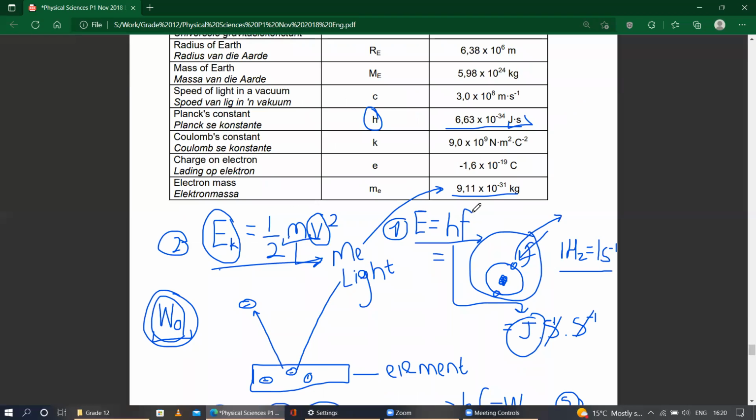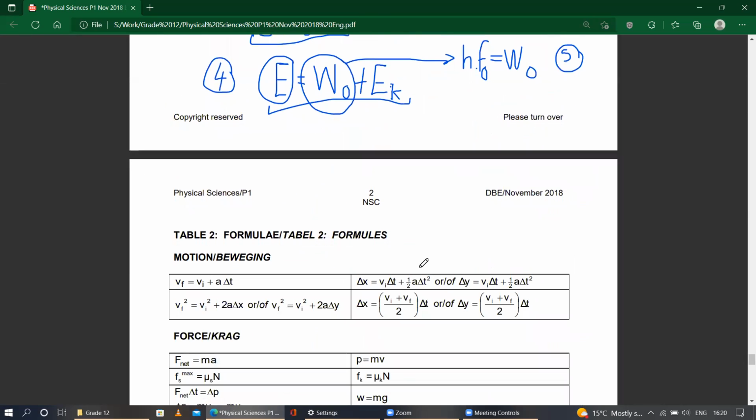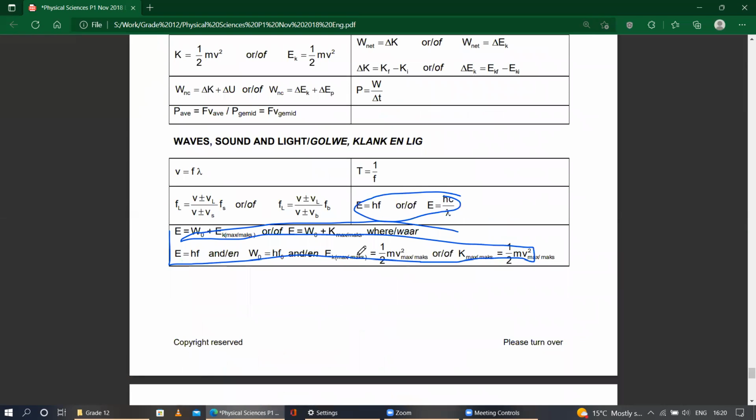So I'm just gonna go to our formula sheet real quick. So we know that E, the energy, is equal to hf. But now, since they gave us UV light, we have to find the frequency of the UV light. So in order to do that, we're gonna go to our formula sheet.